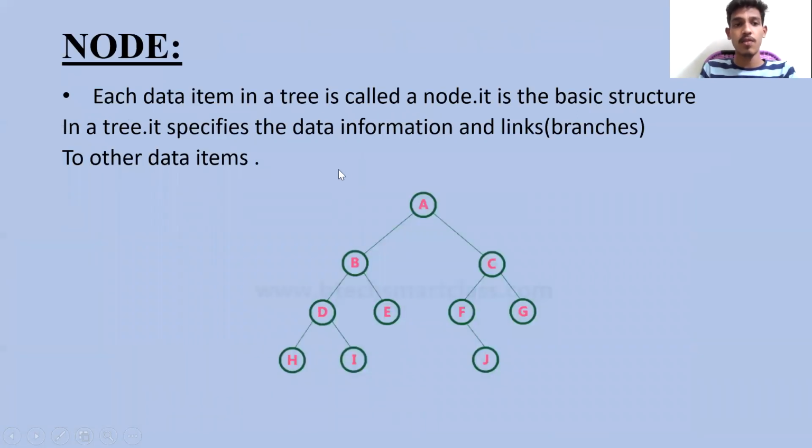Next, nodes. What is a node? Each data item in a tree is called a node. So here we have nodes like A, B, C, D, E, F, G, H, I. It is the basic structure in a tree. It specifies the data information and links like branches to other data items. What is a tree? We have a stem and all the branches are divided from the stem. So here it is also the same. From A, B and C are children and they are linked to A, and D and E are linked to B. So all the nodes are linked to their parents.